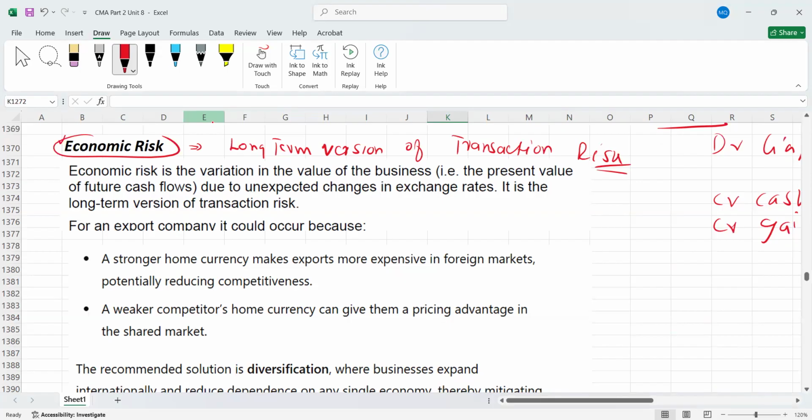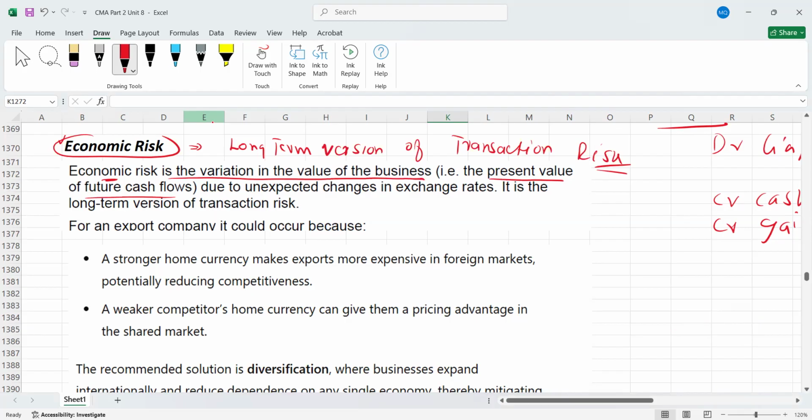They're saying the economic risk is the variation in the value of the business. Your business value may vary. Business value means the present value of future cash flows. For example, you are exporting goods every year to any country, and you have been doing this business for the last 15 years, maybe you have a setup like that, and you will continue in the foreseeable future also, right? You are the exporter here, exporting goods to the other country.